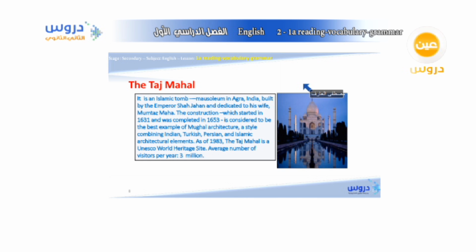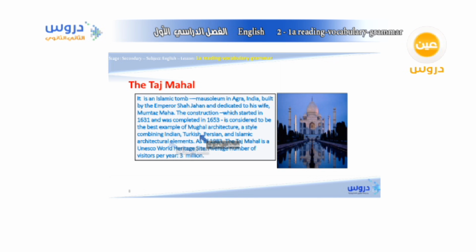So I'm going to read for you about this beautiful picture. This is Taj Mahal. Many people don't know the story of Taj Mahal. It is an Islamic tomb, so it's a graveyard. A mausoleum in Agra, India, built by the Emperor Shah Jahan and dedicated to his wife, Mumtaz Mahal.